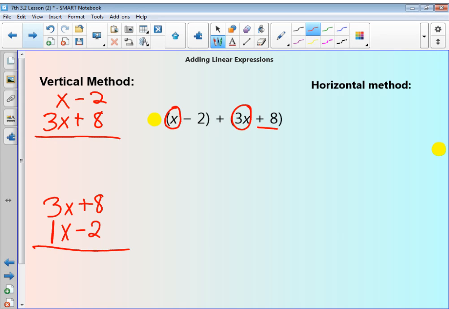Okay, so now we're going to go ahead and combine, and I will work both of them to show you that we're going to get the same answer either way. So I have to be comfortable with integers.